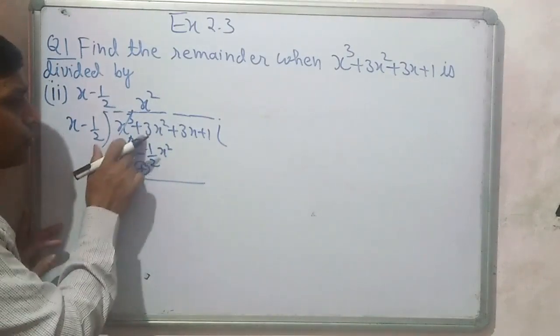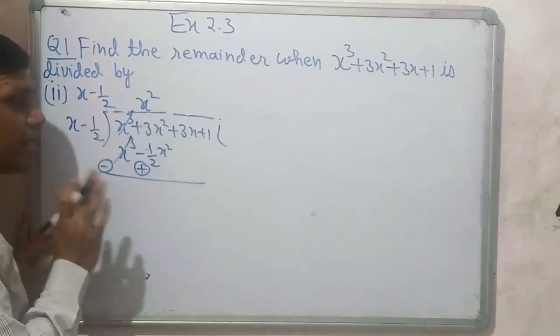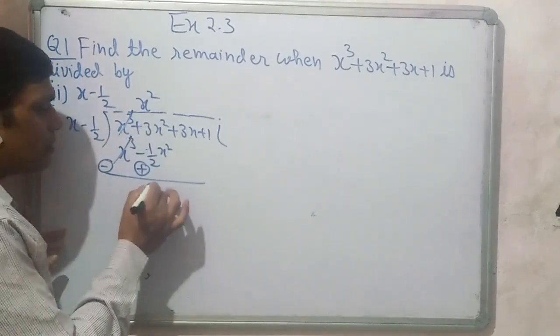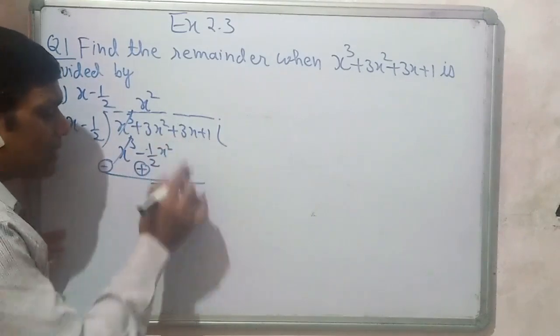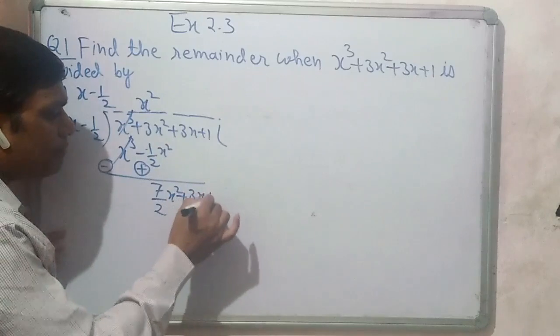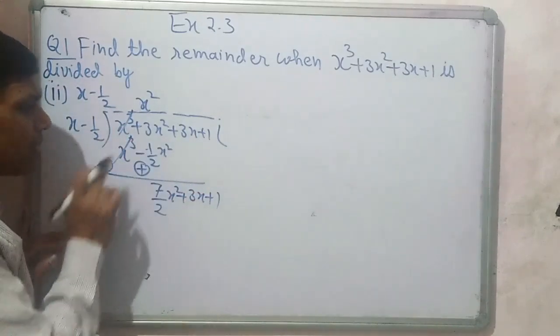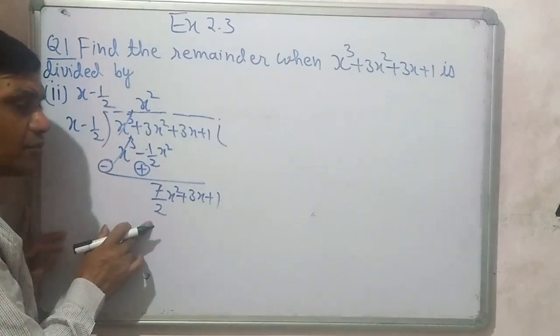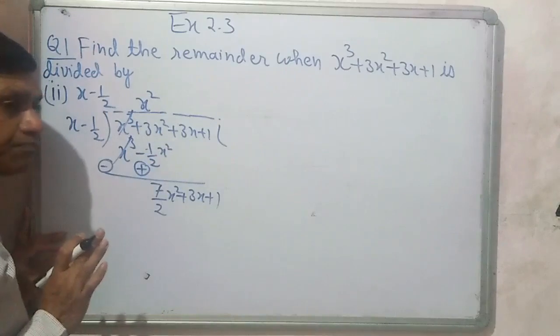3 plus 1 upon 2. That is 3 and a half, that is 7 upon 2. 7 upon 2 x square plus 3x plus 1. Got it? 3x square plus half, 3 plus half, 3 and a half, 7 upon 2. Plus 3x plus 1.